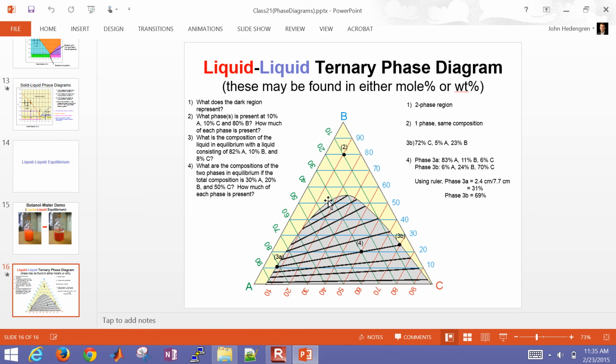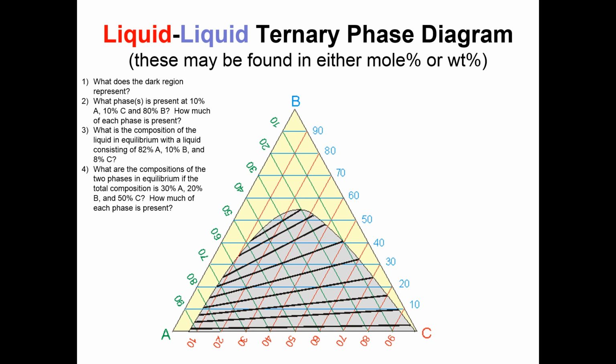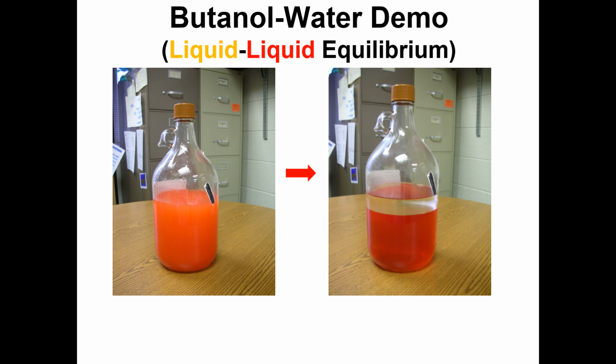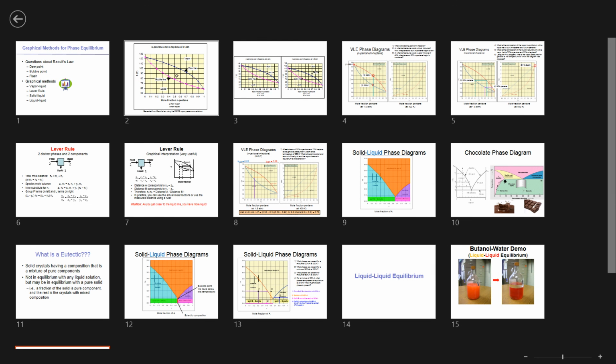That concludes this. We covered some graphical methods for phase equilibrium. We looked at some TXY diagrams and PXY diagrams. We took a look at the lever rule, and then we also had solid-liquid phase diagrams. We took a look at the chocolate problem with solid-liquid equilibrium, talked about eutectic points, and then went over liquid-liquid equilibrium.